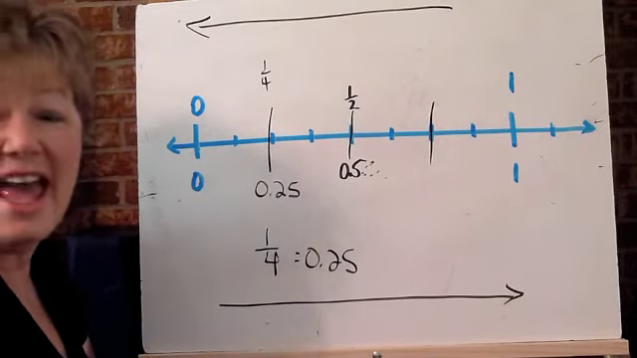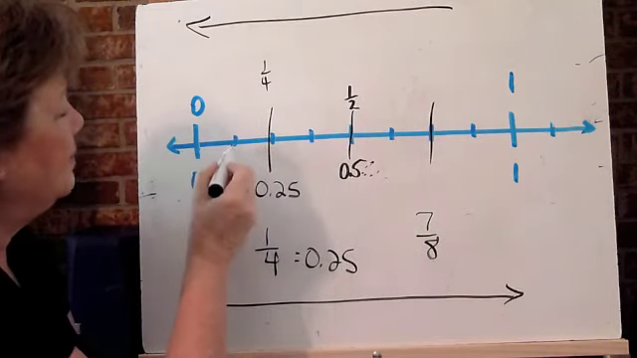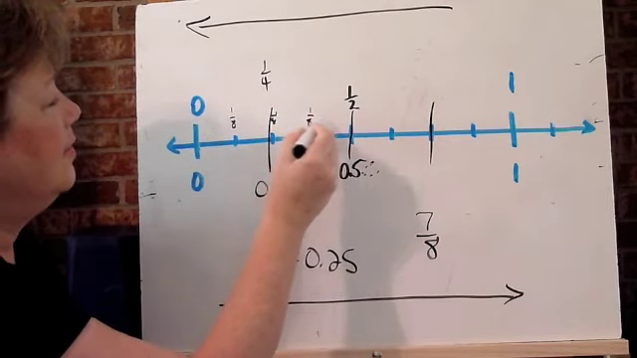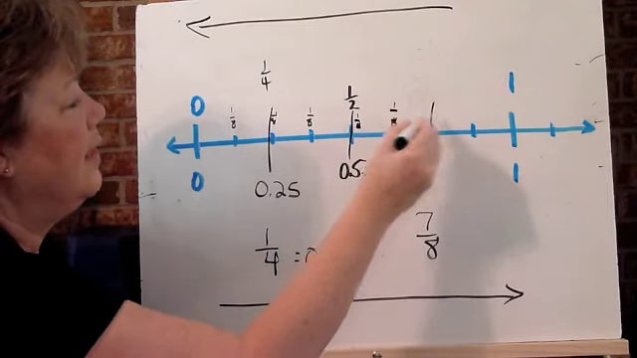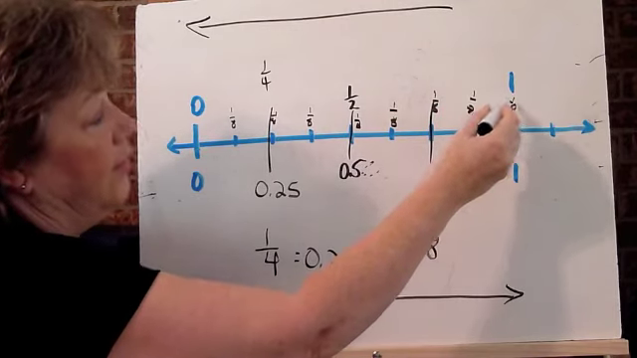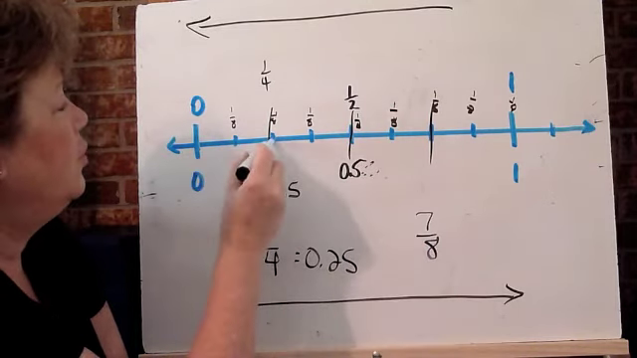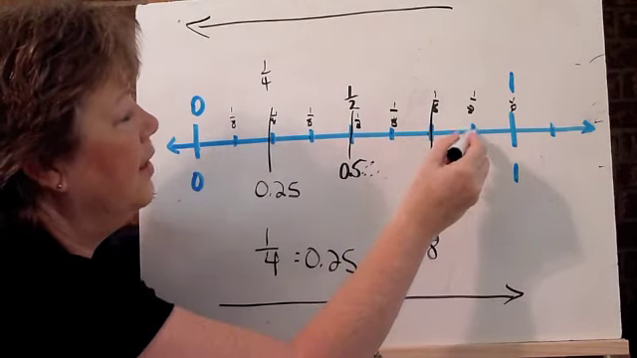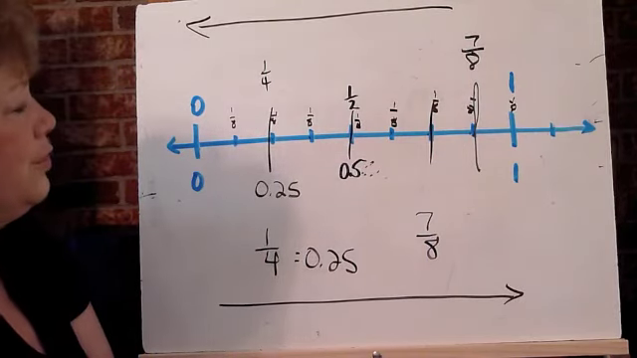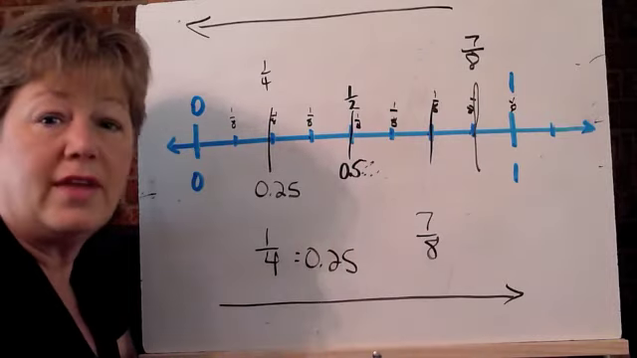If I had 7/8, well, if these are fourths, 1, 2, 3, 4, then these must be eighths. So here's an eighth, and another, and another, up to the last eighth over there. Those are all in increments of eighths. So where is the 7th eighth? 1, 2, 3, 4, 5, 6, 7. Right here, 7/8. And it falls right there. So you're going to look at some examples today, or sometime this week, and figure out where they fall on the number line.